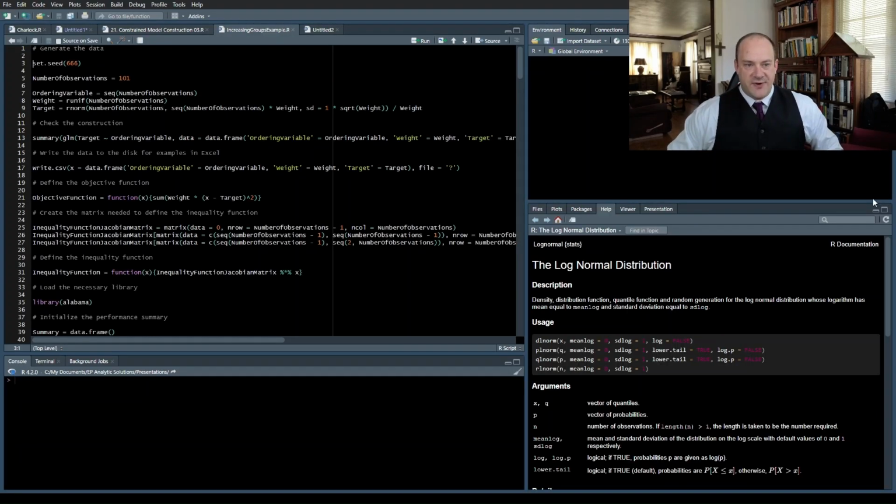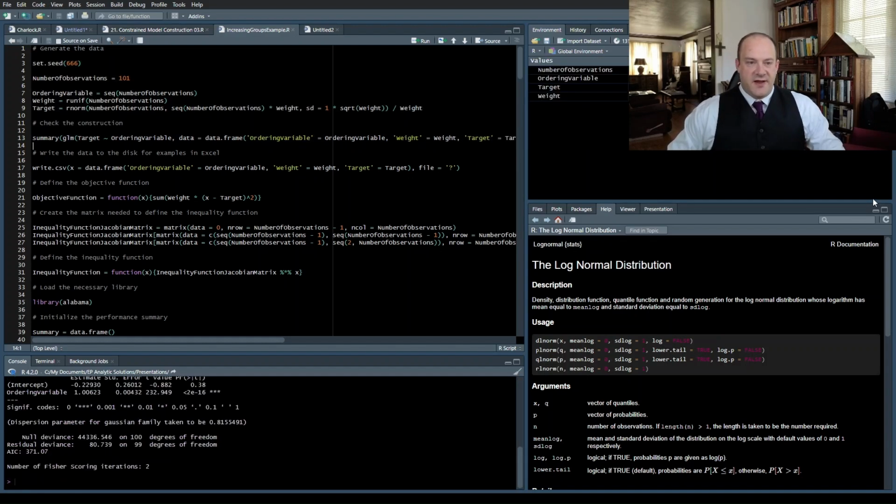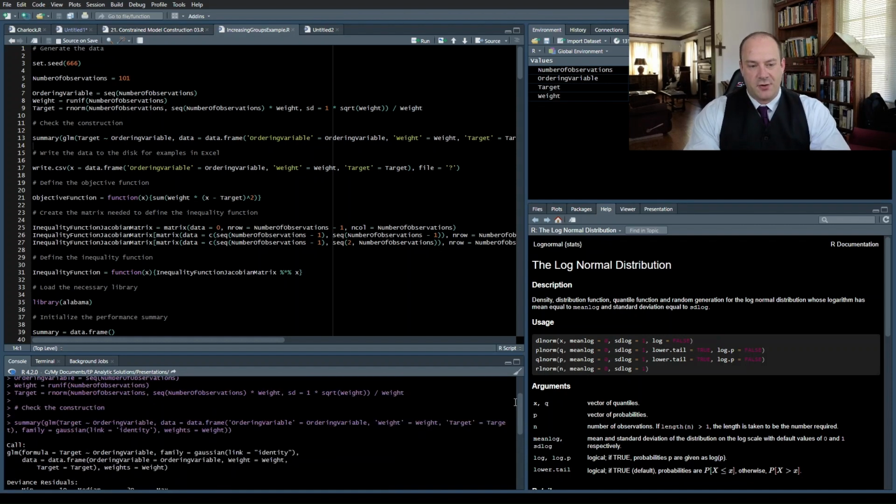So now we're in our good friend R. The first thing that we do is we create the sample data set. We check the creation. Yep. The ordering variable is going up the way it should be. So that's good. That makes us feel good that we created that correctly.